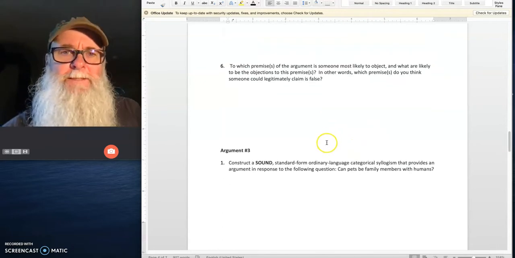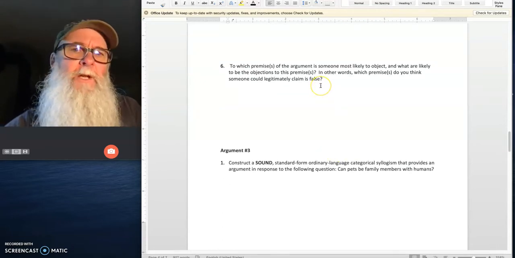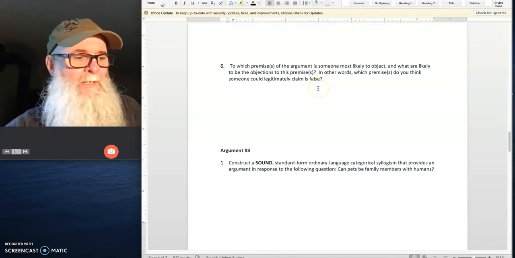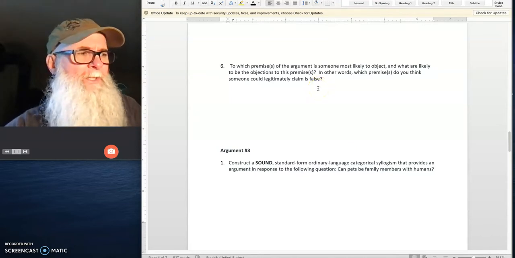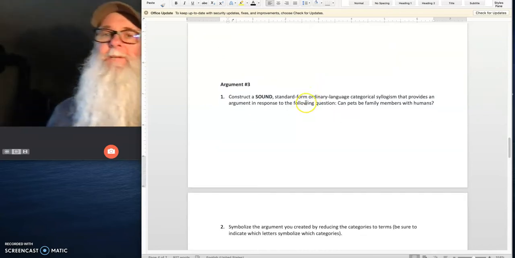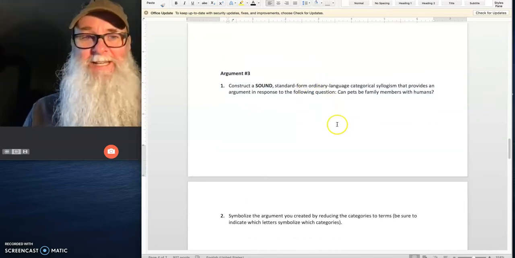And then in number 6, you're being asked, all right, so which one of your premises is most likely to get objections from other people or doubts from other people, and what will their doubts or objections be like? All right, and then you get to move on to argument number 3 because you are 50% done.